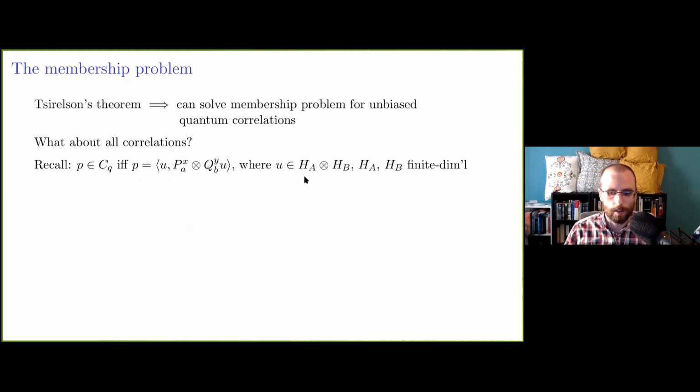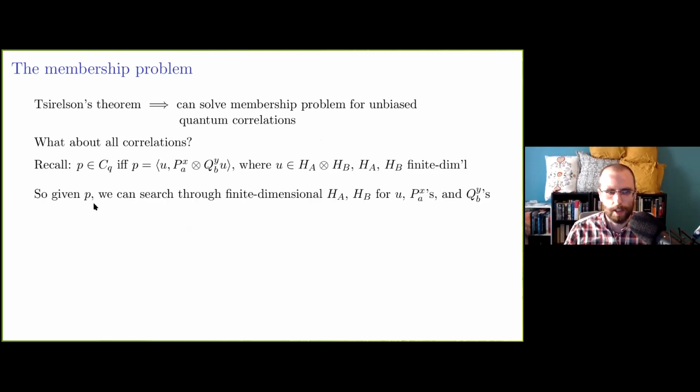For U in, now I never really got into this, but for CQ, we actually picked the H_A and H_B to be finite dimensional. It corresponds in quantum information with the idea of quantum systems that we can actually control. We can only really control finitely many degrees of freedom. So this is what we might hope to build in the lab, more or less. And that means that if we're given P, what we can do is just start searching through finite dimensional Hilbert spaces.